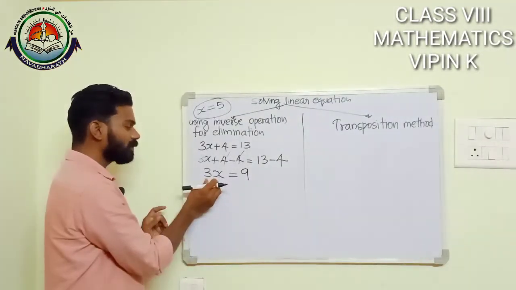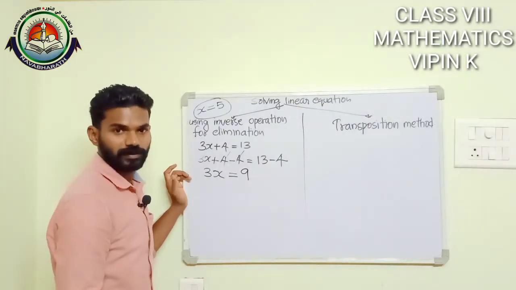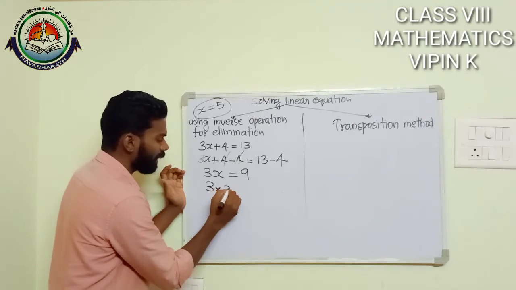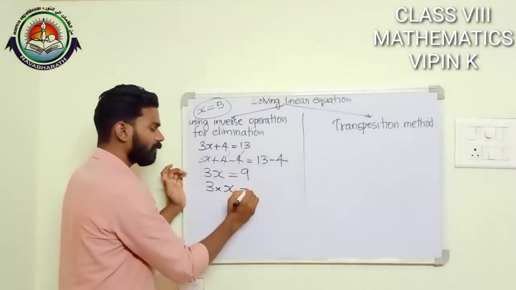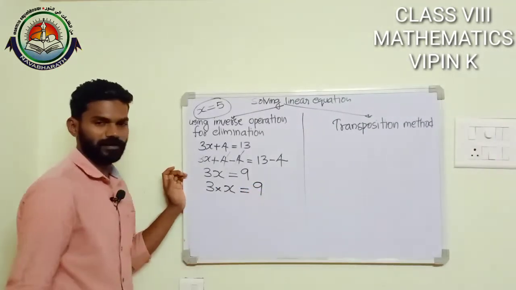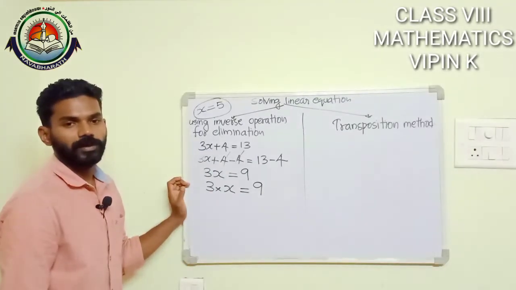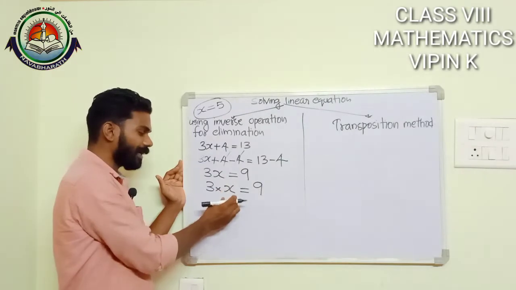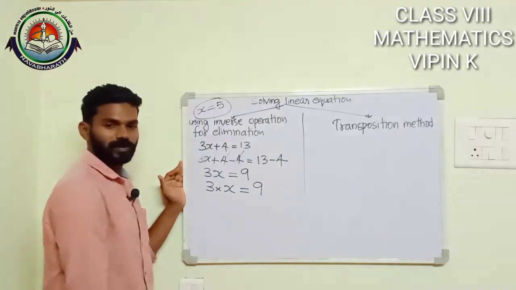Now, what is meant by 3x? 3x actually means 3 into x. And on the right hand side, it is 9. Now, again we need to eliminate this 3. Then only we can isolate the number x.